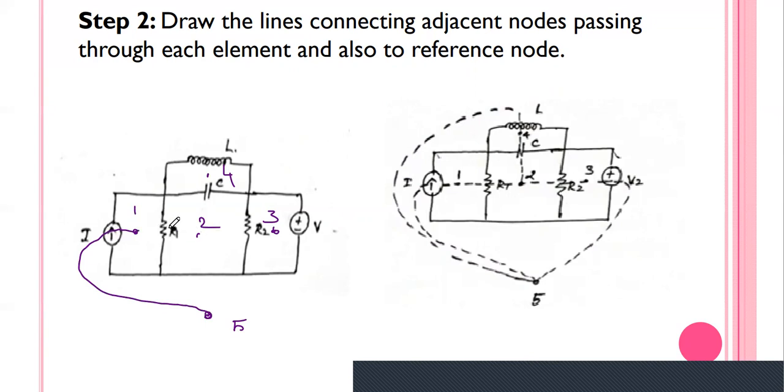Then similarly you see this resistance R1, which is connected in between loop 1 and loop 2. So you connect node 1 and node 2 via this resistor. Then in the third loop a voltage source is available alone, so you connect node 3 to node 5 via this voltage source. And again the resistor R2 is connected in between loop 2 and loop 3, so you connect node 2 and node 3 via this resistor R2.